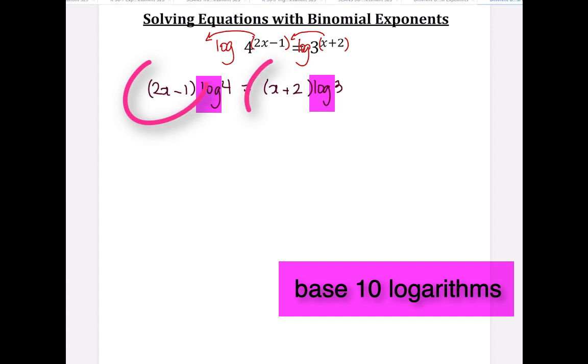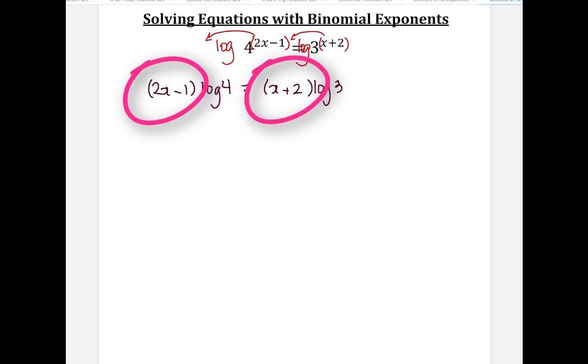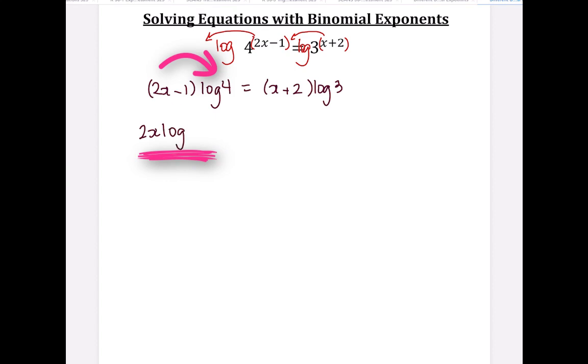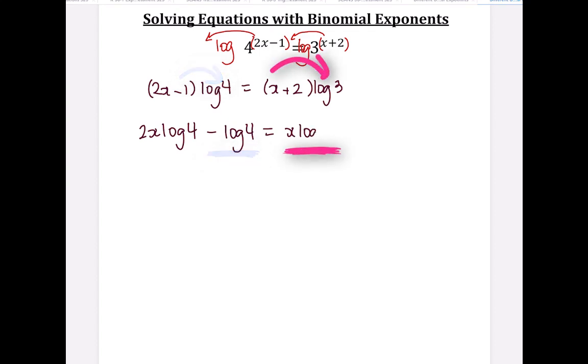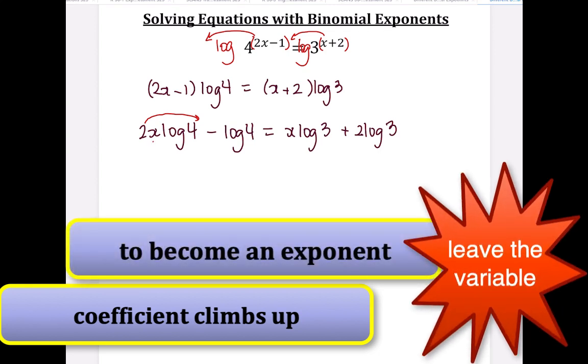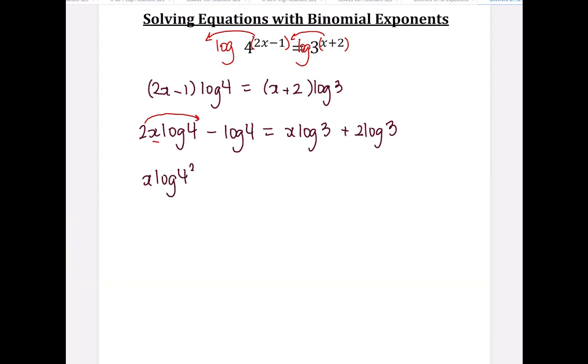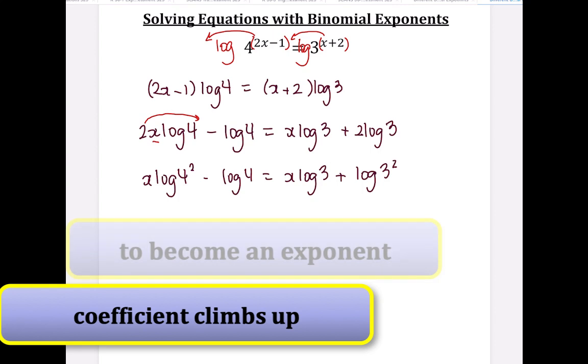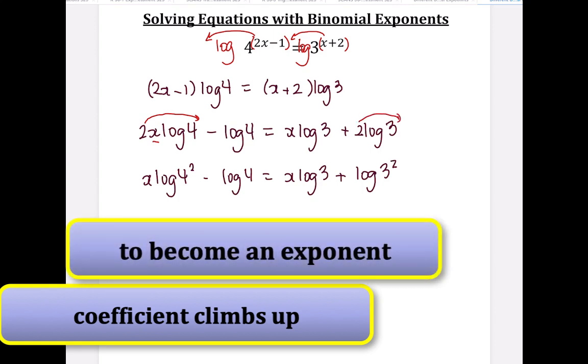So next step, let's go ahead and distribute from the brackets. So in this first set here, this will become 2x log 4 minus log 4 equals x log 3 plus 2 log 3. I'm going to do a couple things. I'm going to have this 2 climb up, just the 2 and not the x. So what that's going to do is leave me with x log 4 squared, which we know is 16, minus log 4 equals x log 3 plus log 3 squared, because we also had this exponent climb up as well too.